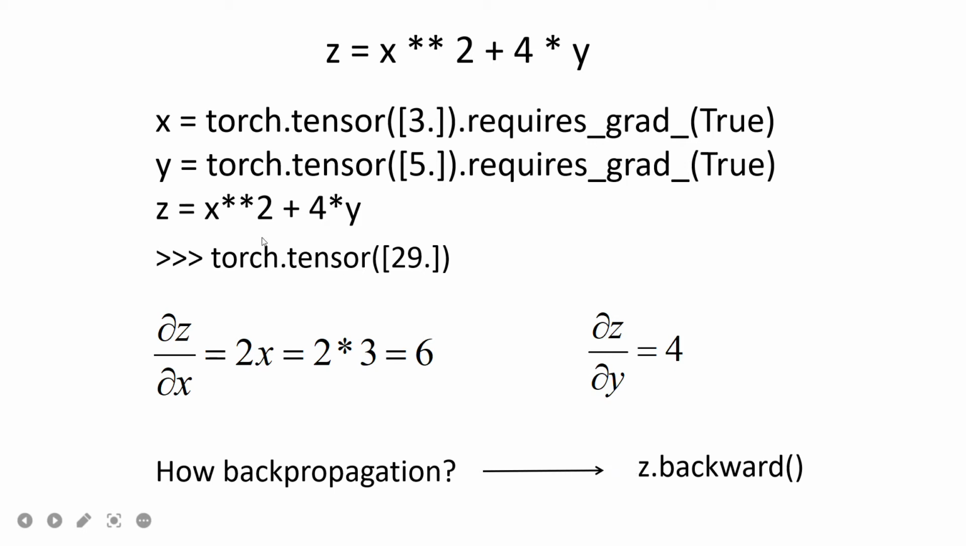Now how are you going to do this? You are going to simply write after this line, after z equal to x square plus 4y, one more line, that is z.backward(). Now if you remember in the linear regression or logistic regression or the breast cancer data set, we used loss.backward(). It is a similar thing.